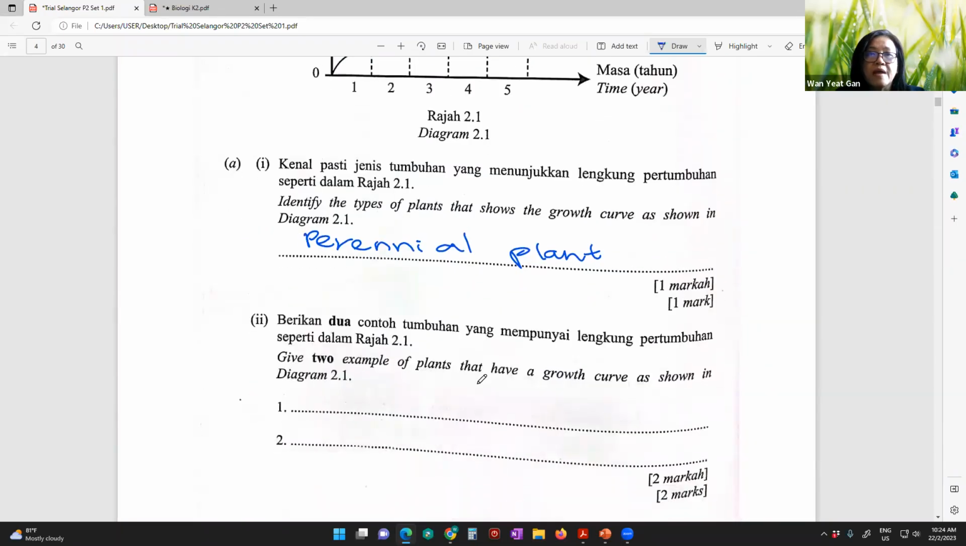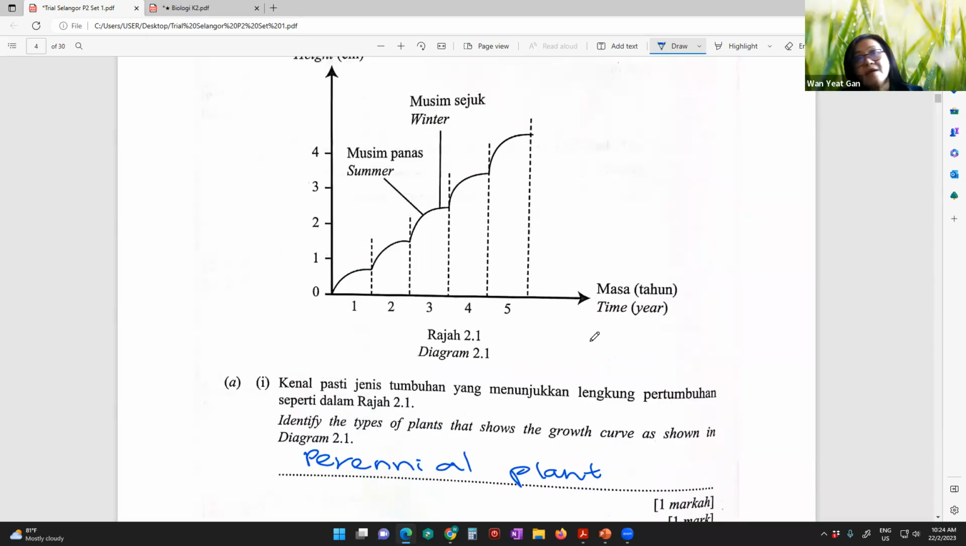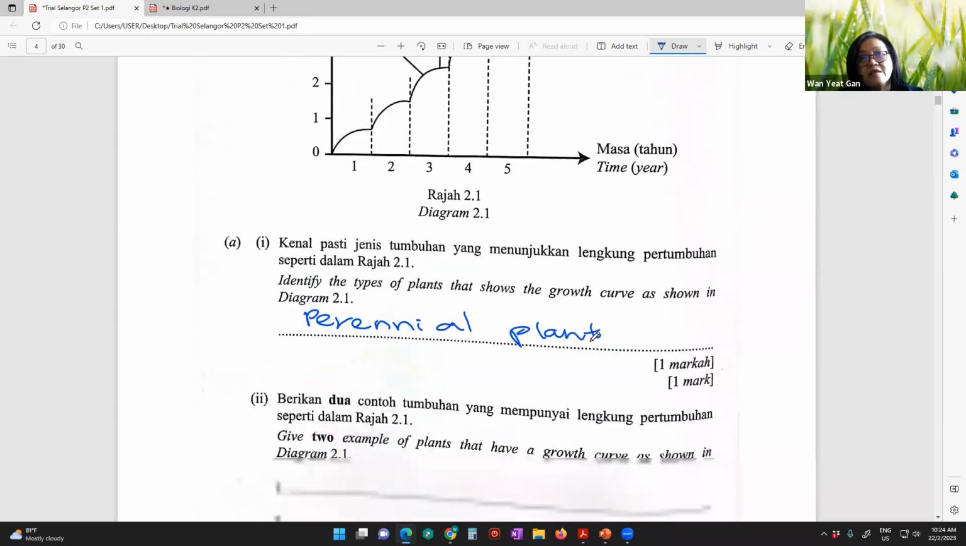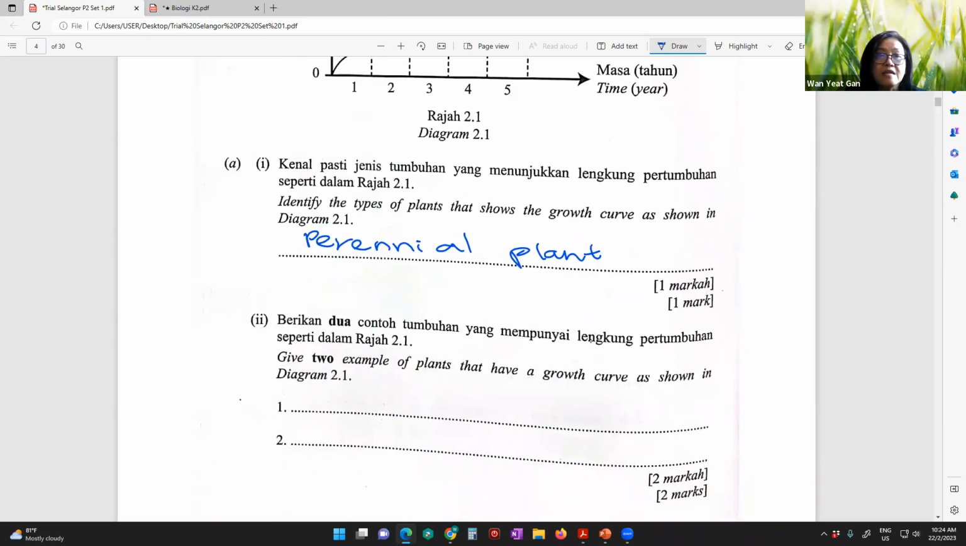Give 2 examples of plants that have a growth curve as shown in diagram 2.1. Now, most of the plants that you see in your everyday life are actually perennial plants. This includes fruit trees like mangosteen and also maybe durian.